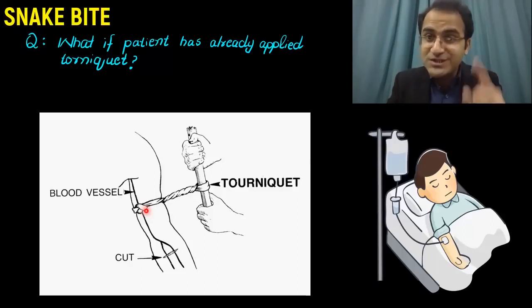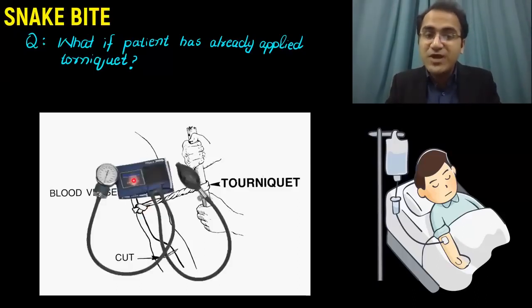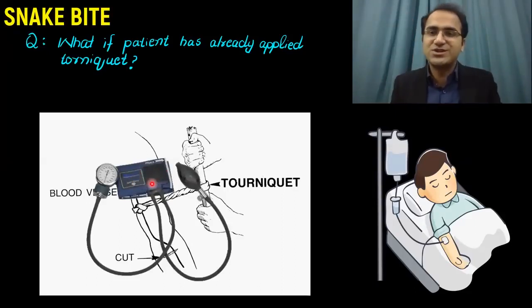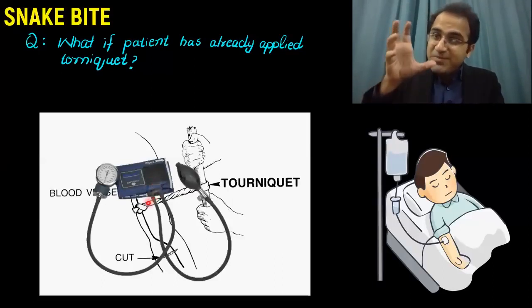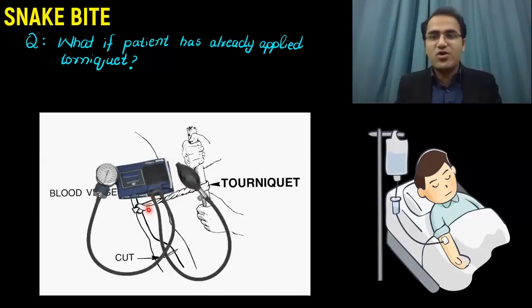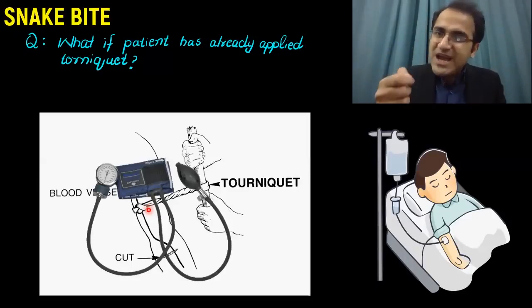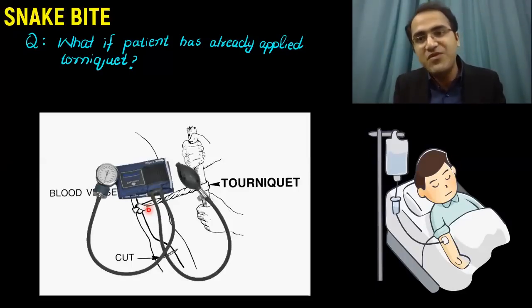What you need to do is take a BP cuff, a blood pressure cuff, and tighten it around the arm before that tourniquet, behind that tourniquet. Then you inflate the BP cuff up to the systolic blood pressure, and you keep it inflated and then you open the tourniquet. Then you slowly, gradually, over some time, deflate the BP cuff.